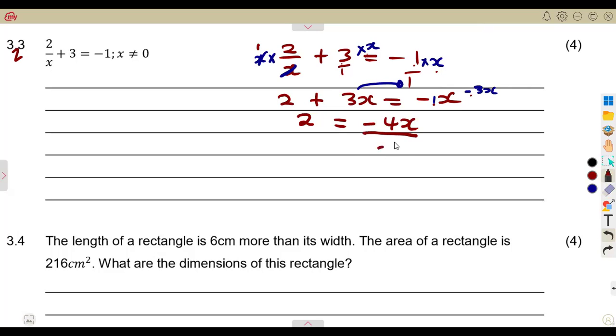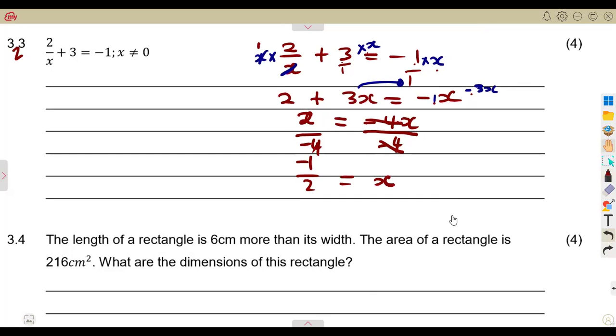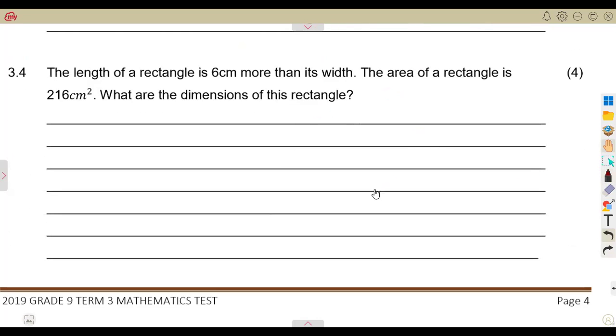So that means we have got minus 1 minus 3x, which is minus 4x. Then we can divide by negative 4, the multiplicative inverse. Our x is going to be minus 1 over 2. Guys, you can simply divide by 2, that's minus half, or use your calculator. So x is minus half.